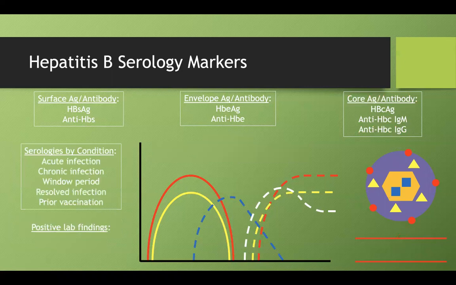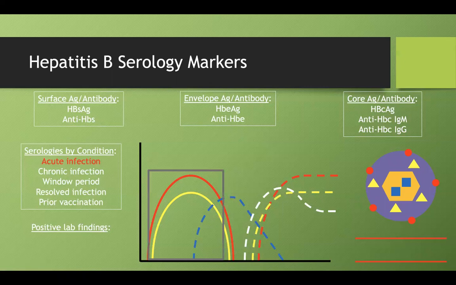So now I'm going to take a step back. We've talked about all these different antibodies and antigens, and I've probably confused you quite a bit. What I want to do now is talk about how it's going to present on a clinical vignette and how you can tell the difference between each of these 5 categories. So let's start with an acute infection.